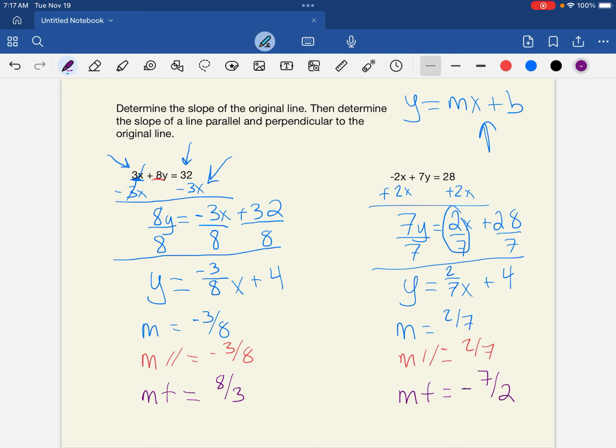Here are some quick examples for how we determine the slope of a parallel and perpendicular line given some original equation. If you still have questions, please be sure to reach out, but otherwise, that's how you solve these problems.